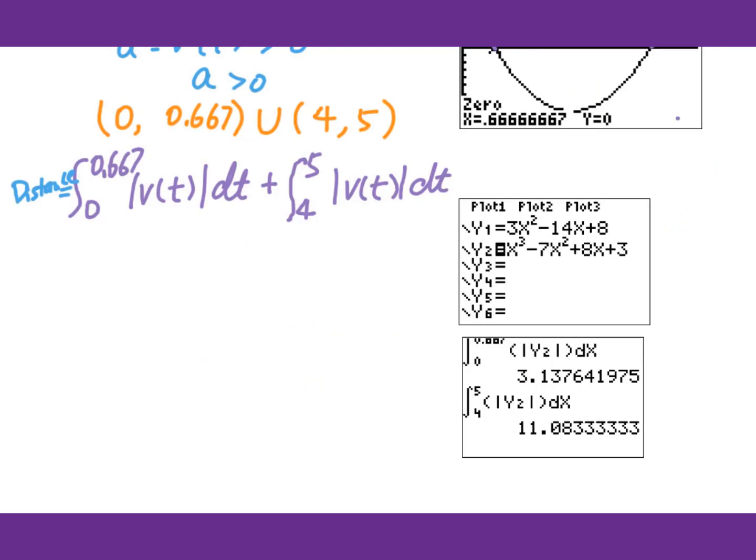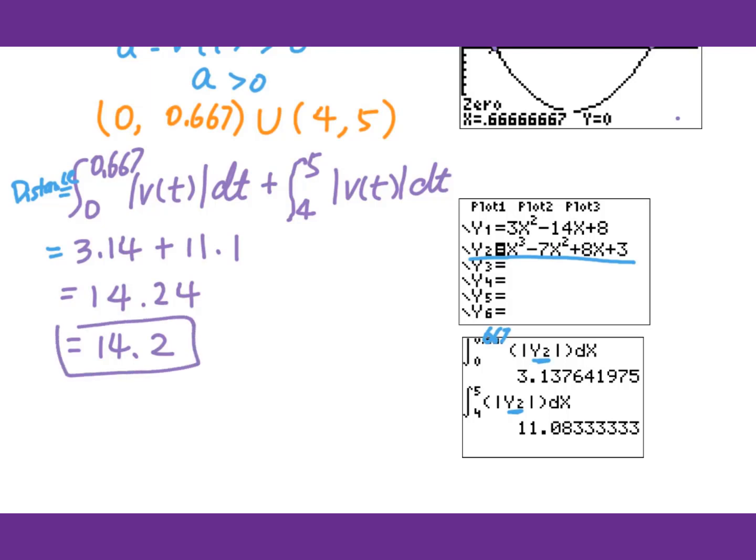I will put y2 into this velocity function. Therefore, here you have to do the y2, absolute value of y2 from 0 to 0.667. That is 3.14 plus 11.1. That is 14.24, which means 14.2. That will be the answer.